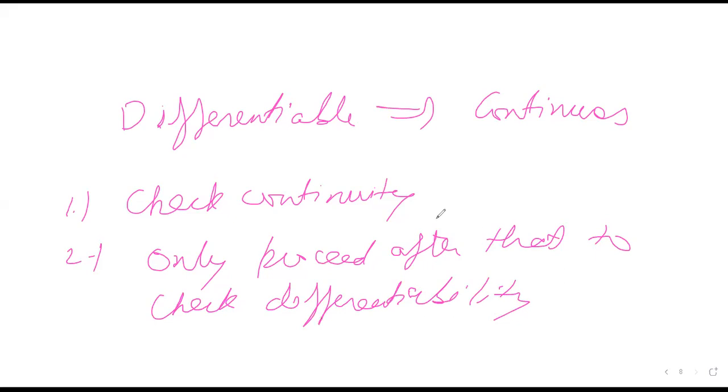Let's say you check continuity and it is not continuous, then you can directly write: because the function is not continuous, it can never be differentiable. Okay. So that is the first thing you have to do. Check continuity and only then proceed to check the differentiability. So this is the thing.